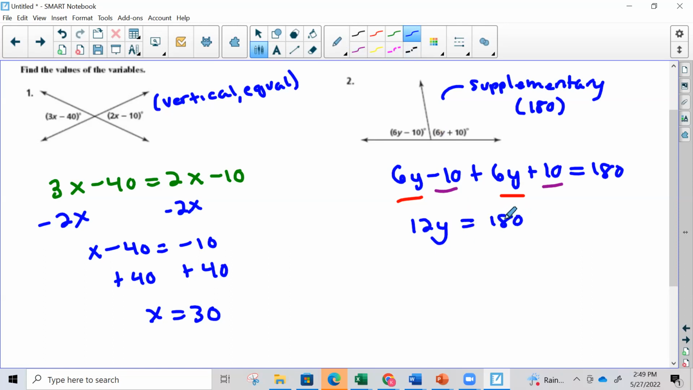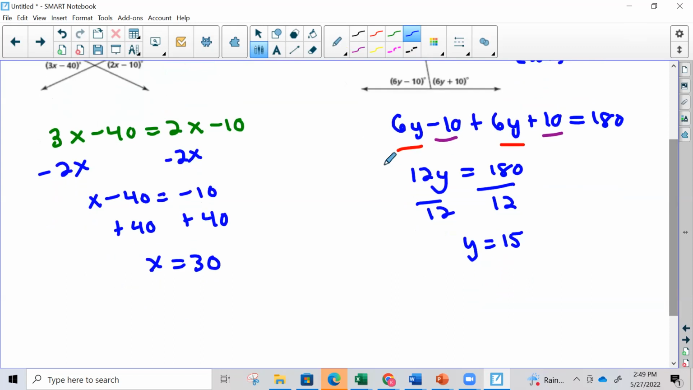And then to move the 12, I divide both sides by 12. And I get y to be 15. Okay, so that's an example of number 2 with algebra.